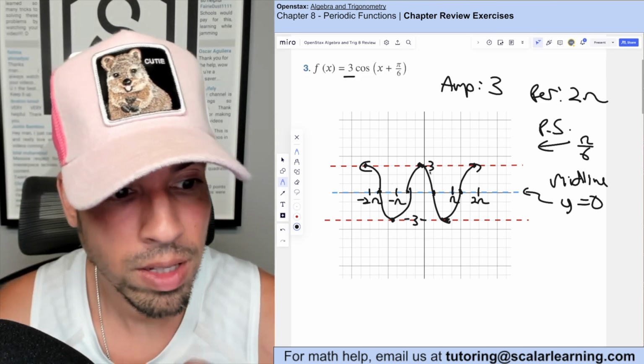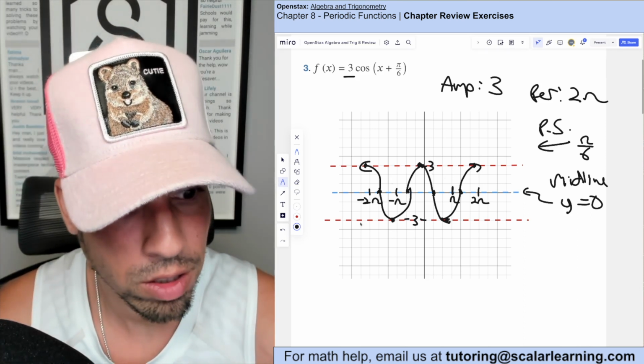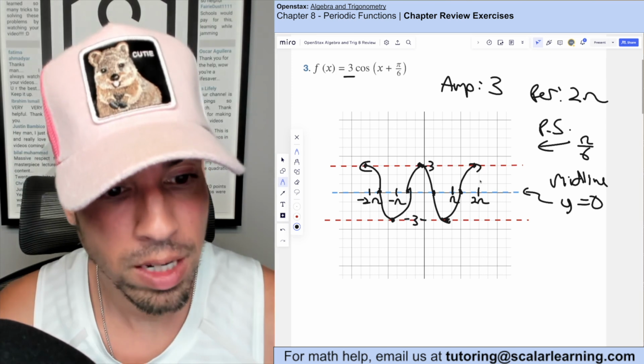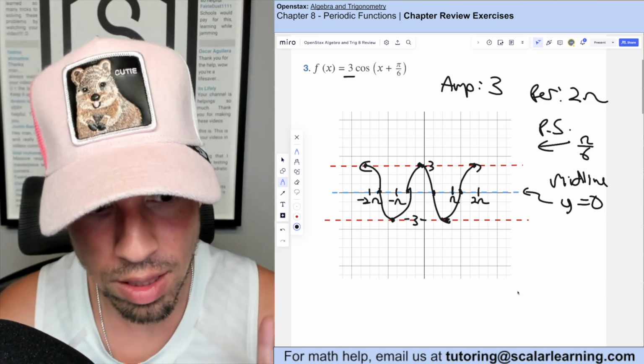And again, just to clarify, there's no asymptotes here, right? These aren't considered asymptotes. I just draw those in to make it easier to graph, but no asymptotes. That's how you do it.